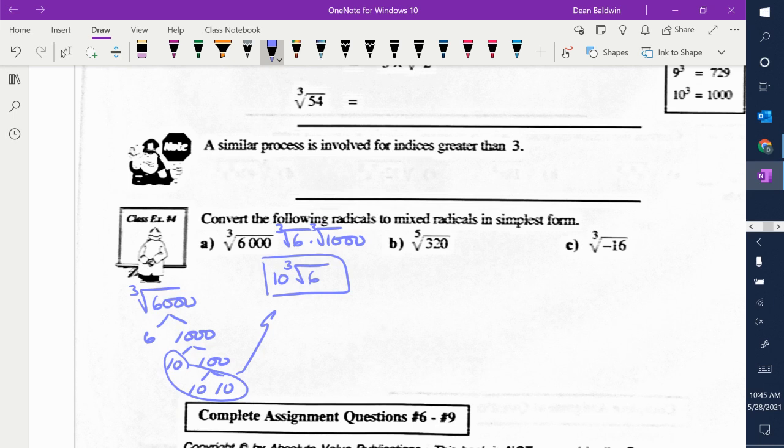Because there's no number, well, there is a number, but the cube root of 6 is a decimal number. I only want whole numbers. Okay? So you go to the smallest whole number you can have in there.